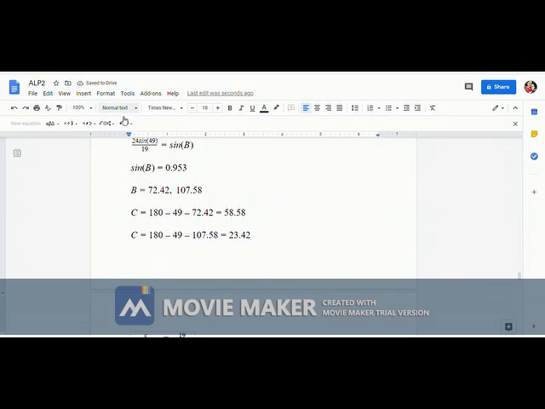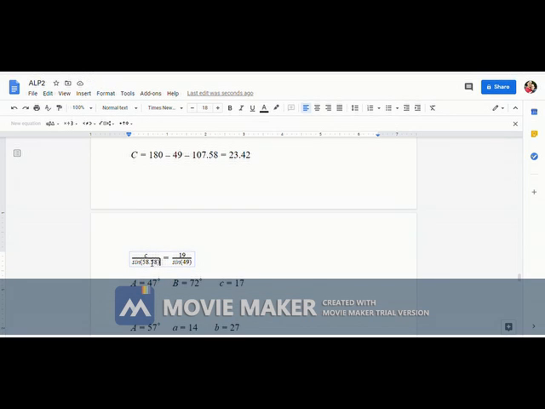And as you can see here, we put the sines in the denominator because our unknown variable we want in the numerator just to make it easier to solve, and that does not affect the solution at all. So we'll multiply both sides by sine 58.58. So we get C equals 19 sine 58.58 over sine 49. Okay, and we just put that into a calculator, and we see that C equals 21.48.